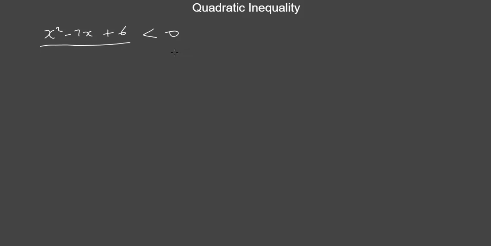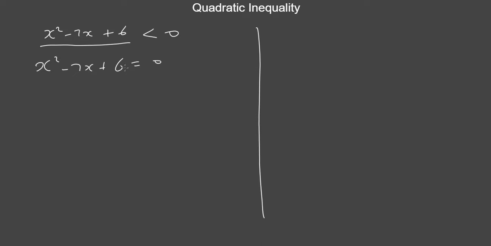So let's solve this. To solve this, we assume first that we are dealing with a quadratic equation. So let's just take away the inequality sign. Just equate this to 0. Now let's solve this. Now to solve this, you use any of the methods for solving quadratic equations. You could use the factorization method, or the completing the square method, or the formula method. So I'm going to solve this using the factorization method.